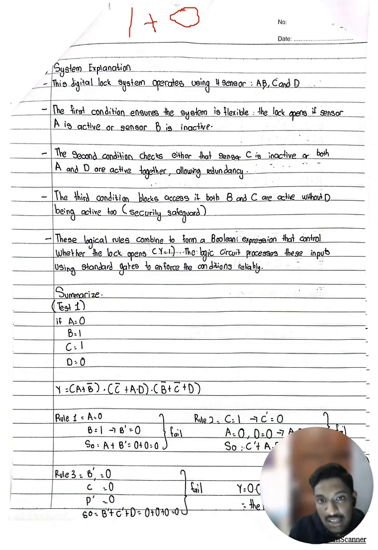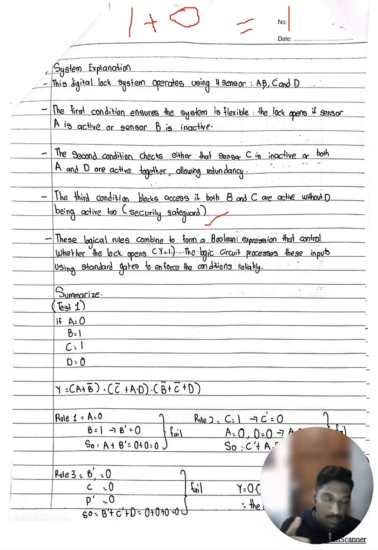So A plus B bar, you get 1. Okay, something like this. And the second condition checks either that sensor C is inactive or both A and D are active together, allowing redundancy. The third condition blocks access if both B and C are active without D being active, as a security safeguard. Which means C equals 1, but D equals 0.